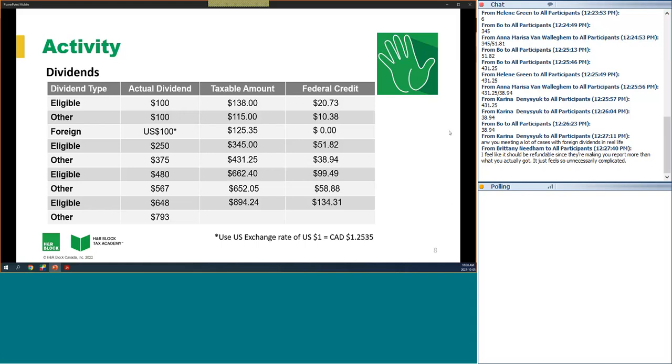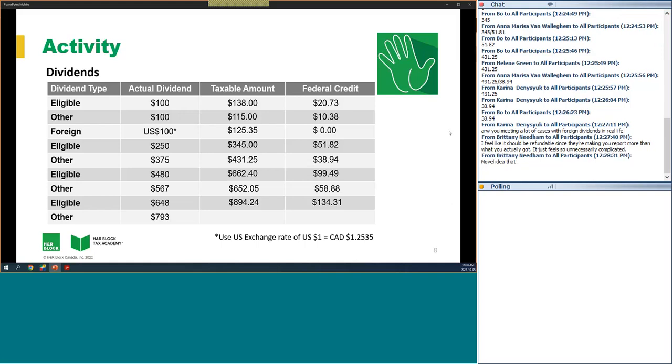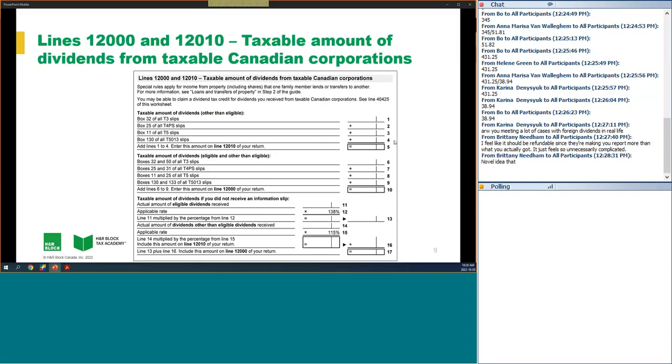What you have to remember is whatever the client got is not the number we need. We need the taxable amount. Again, on a slip, and I think we're going to come to this next, when you see a tax slip, most of the time you're going to see that it'll tell you the actual amount, the taxable amount, and the dividend credit. Remember that what goes on the return is the taxable amount from the Canadian corporation, not the actual.